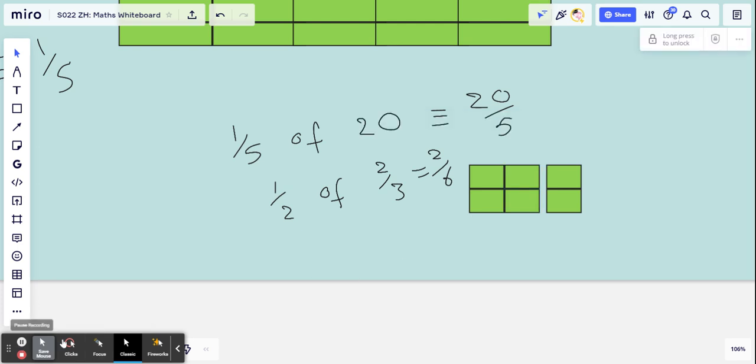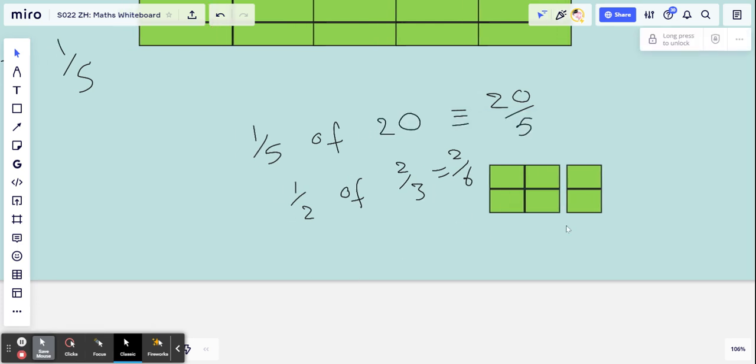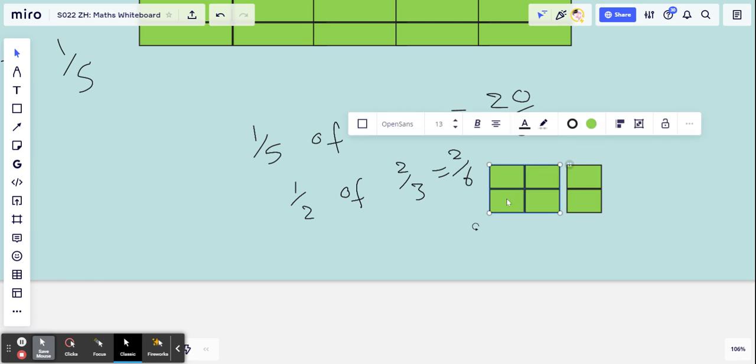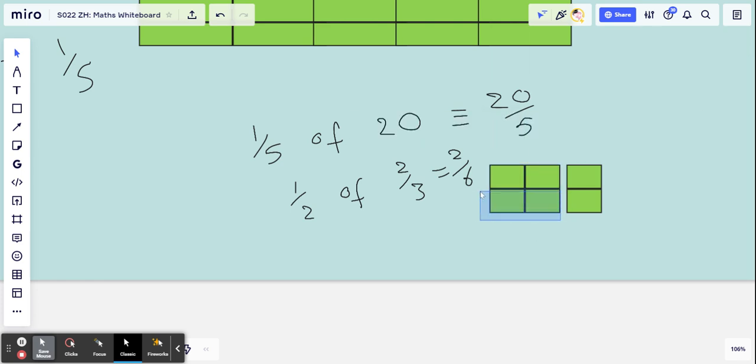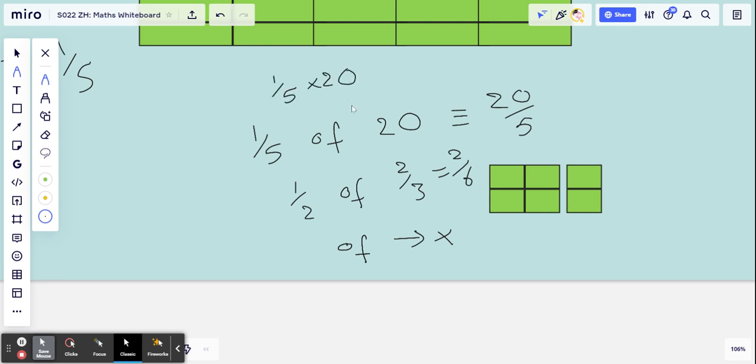Wait a second, hang on a second. Yeah, so obviously half of 2/3 is going to be 1/3, isn't it? So when you take 2/3 and you chop it in half, then you can see it's 1/3, which is the same as 2/6. So basically, the bit that I missed out is that whenever we do half of something, or a fifth of something, or 2/3 of something, this "of" is basically the same as times. So a fifth of 20 simply can be written as 1/5 times 20. A half of 2/3 can be written as one half times 2/3.